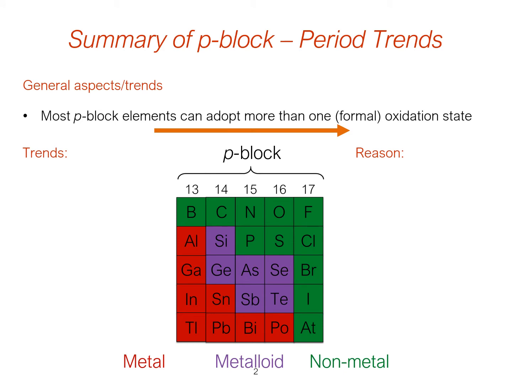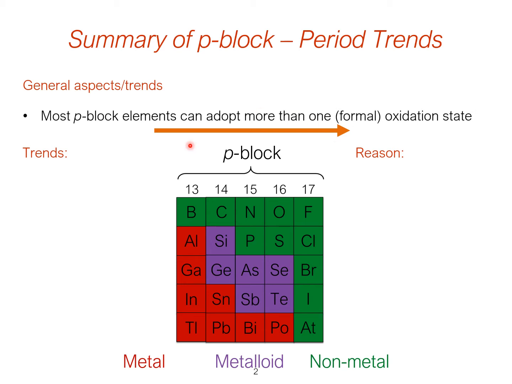So let's start by looking at some of the periodic trends of the P block, and we'll start with trends across a period. So this is at the top. I've got a general observation or trend that most P block elements can adopt more than one formal oxidation state. The only one really that you'll see with just one oxidation state is fluorine, which is always -1. But this is just a general observation.